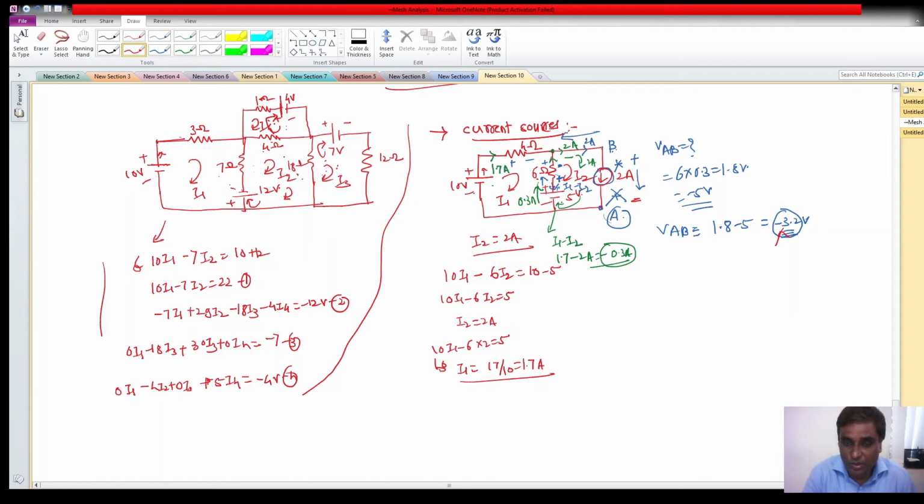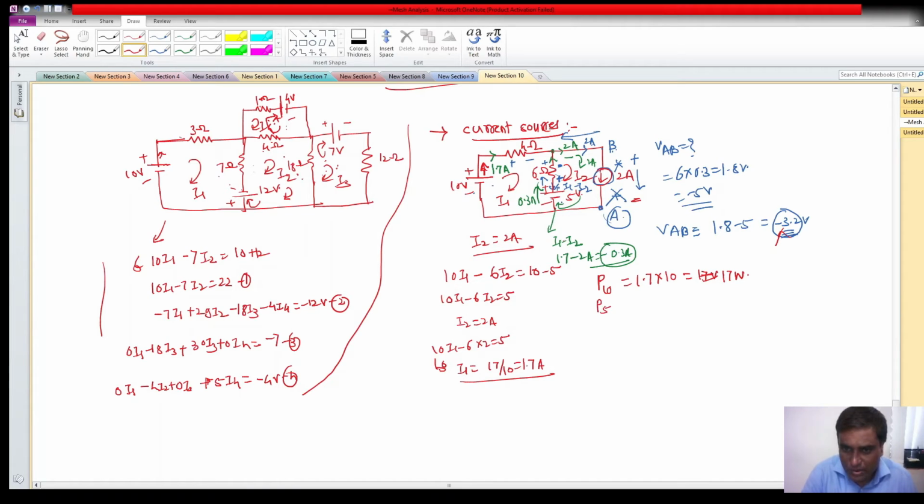Now let me do the power audit. For that, if I would like to calculate the power, we know that some of the sources may absorb the power, some of the sources may deliver the power. Okay. So let us find out individually. Let us find out power, whether delivered or absorbed by the battery. The current is coming out from the positive terminal, so it will deliver the power. So this is power delivered by the 10 volt battery, which will be 1.7 into 10, which will be 17 watt. Okay. Then let us calculate the power, whether delivered or absorbed by the 5 volt battery.